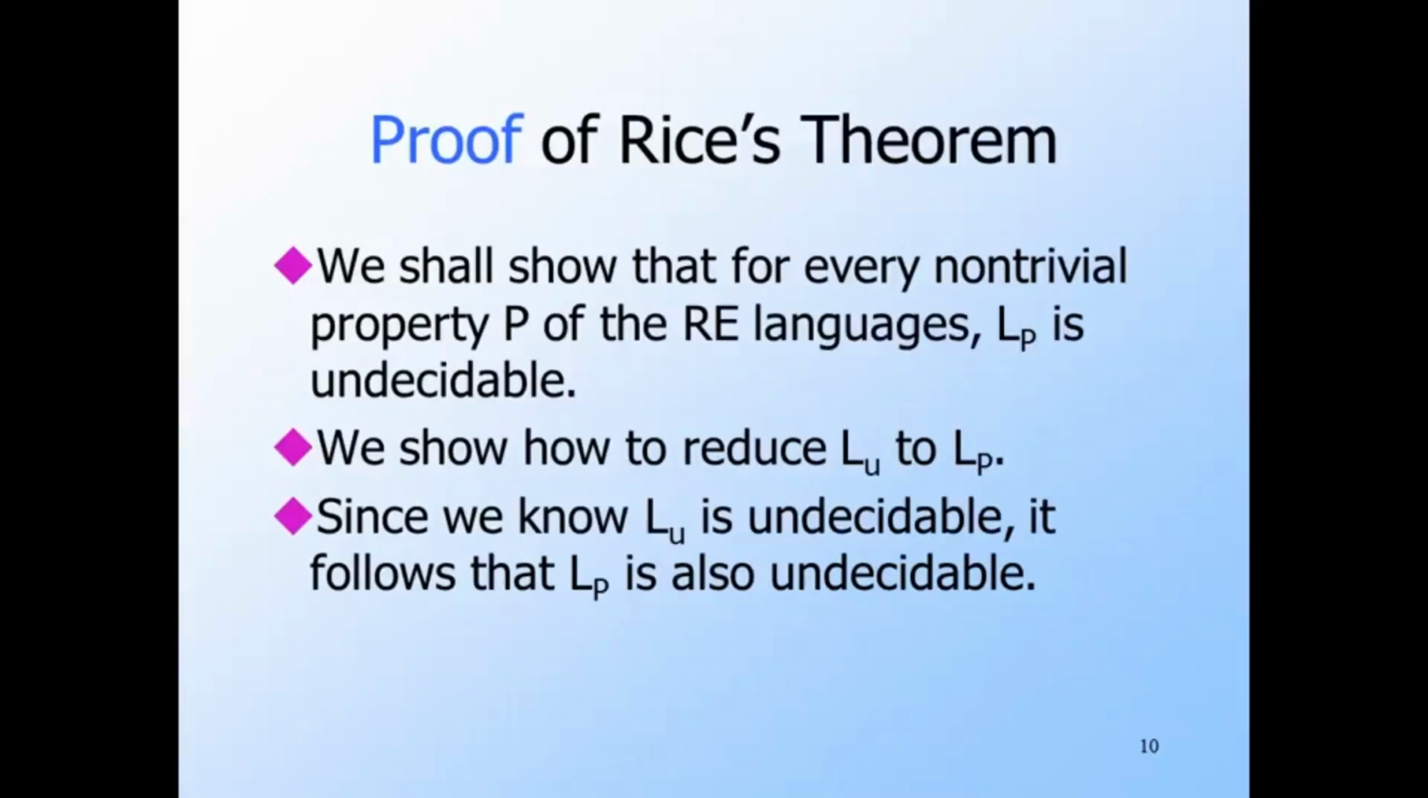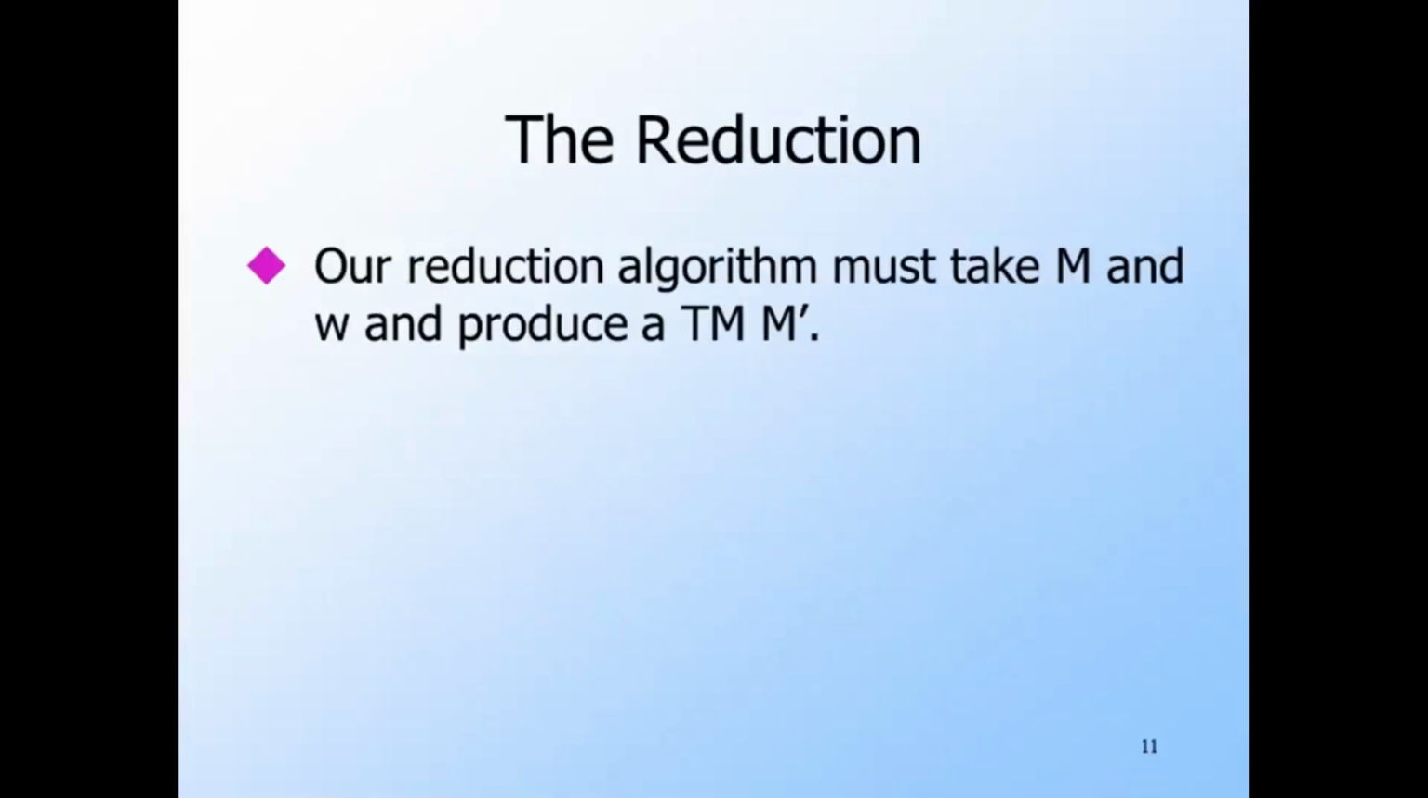We're now ready to prove Rice's theorem. The idea is that we can reduce L sub u to L sub P for any non-trivial property P. Then, since we know L sub u is undecidable, it follows that L sub P is undecidable. Here's how we reduce L sub u to L sub P. The input to L sub u is a Turing machine M and an input W for M. The output will be the code for a Turing machine M prime.